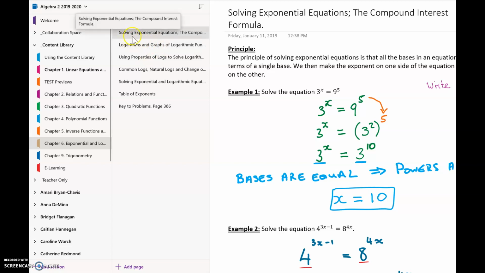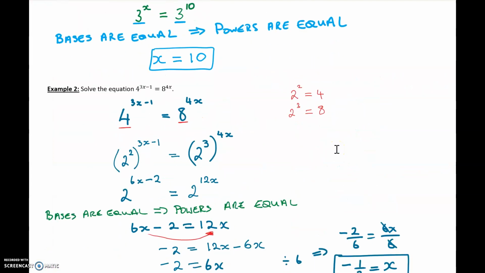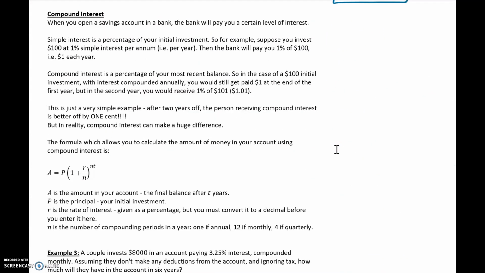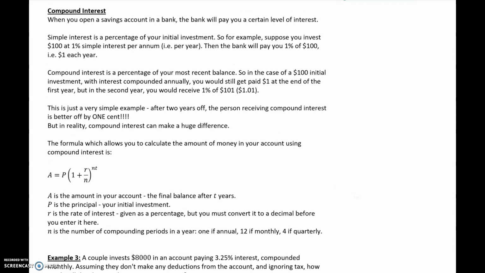And we're looking at the second page on Chapter 6, Solving Exponential Functions, Compound Interest Formula. And yesterday we did the solving exponential equation, so today we're going to look at the compound interest formula. So I'm going to scroll down through this work here, and we're going to begin looking today by talking about compound interest. So compound interest is something we're all familiar with.